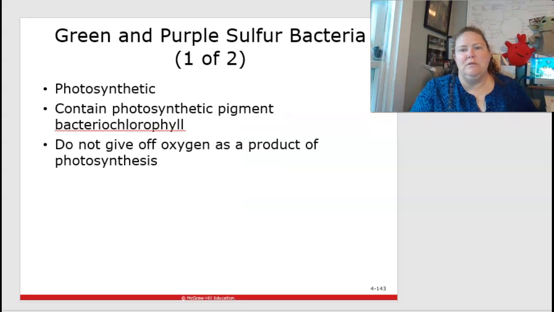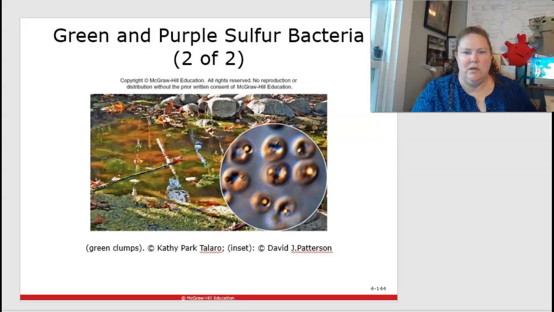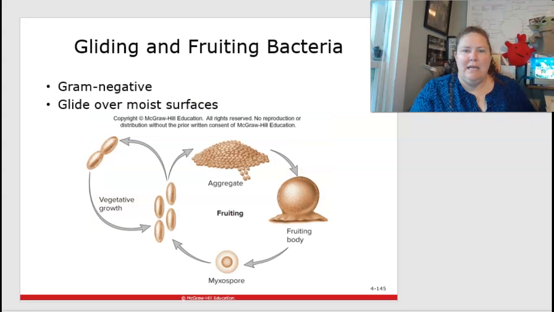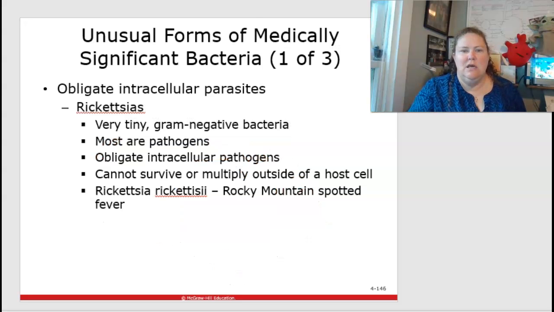The green and purple sulfur bacteria, these again are photosynthetic. They contain photosynthetic pigment, and these would be bacterial chlorophyll, and they do not give off oxygen as a product of photosynthesis. Okay, and so here would be a picture of some of those green and purple sulfur bacteria. And then we have gliding and fruiting bacteria, and these are gram-negative, and these glide over moist surfaces.